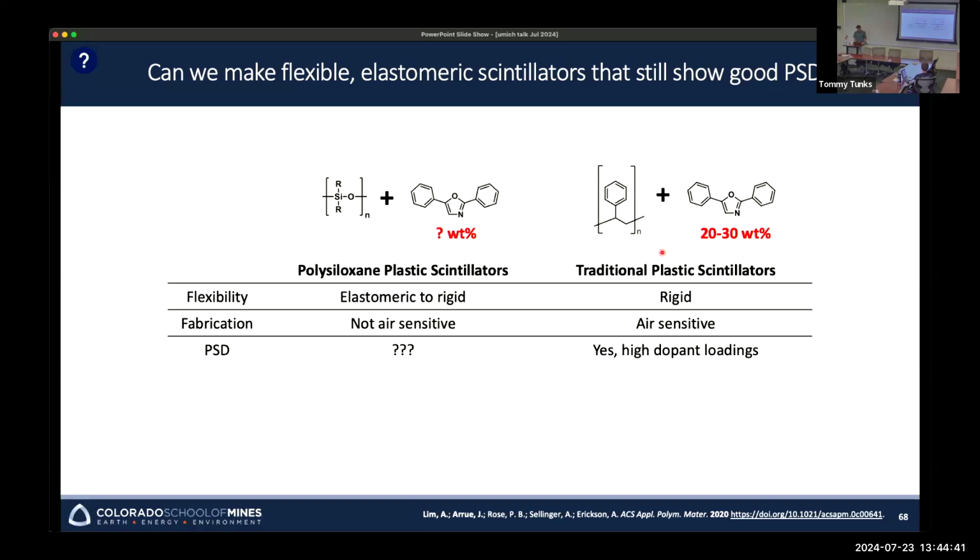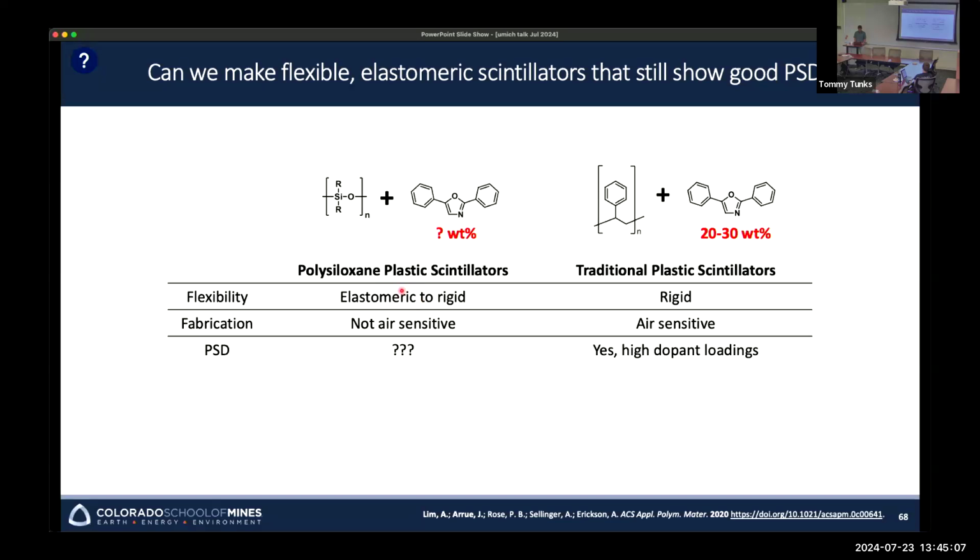So this is the traditional plastic scintillator system. It uses polystyrene based, but we've actually gone and used a silicone or a polysiloxane, which is commonly like the stuff that you use for caulking. It's also kind of the Mobil One oil, like in your car, the synthetic oil is based on polysilicones. So that's kind of what we're talking about.